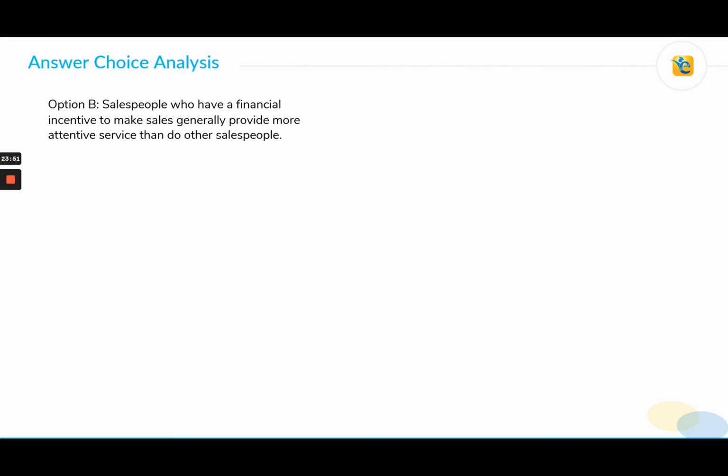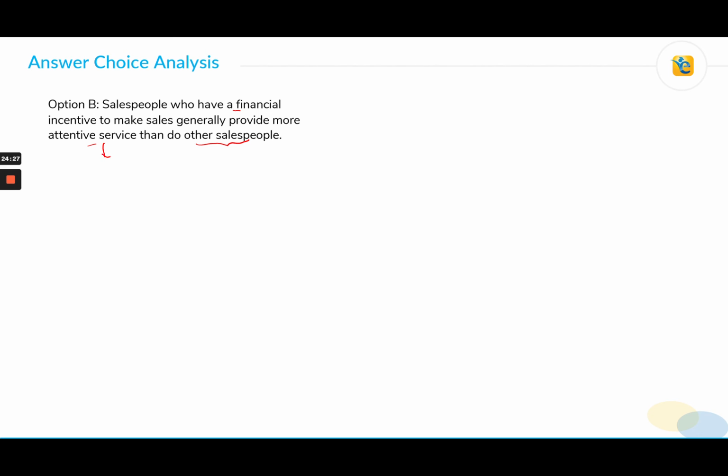So as per the argument, who are the salespeople who have a financial benefit with regard to sales? Obviously, it's the competitor salespeople. That means you might have assumed that these other salespeople refers not to the competitors but to the actual company, Comput-o-mart salespeople. So if you simplify option B, you might think that competitor salespeople provide more attentive service than Comput-o-mart salespeople.